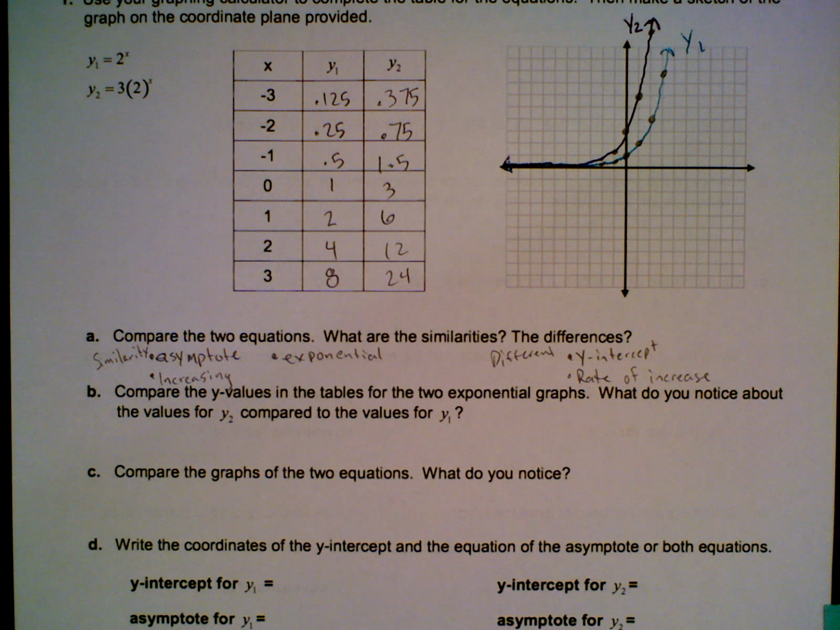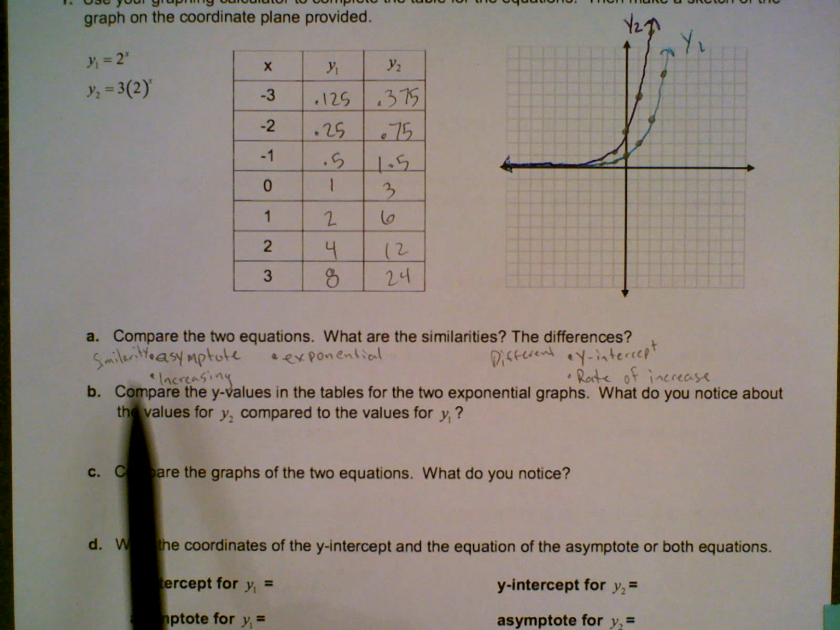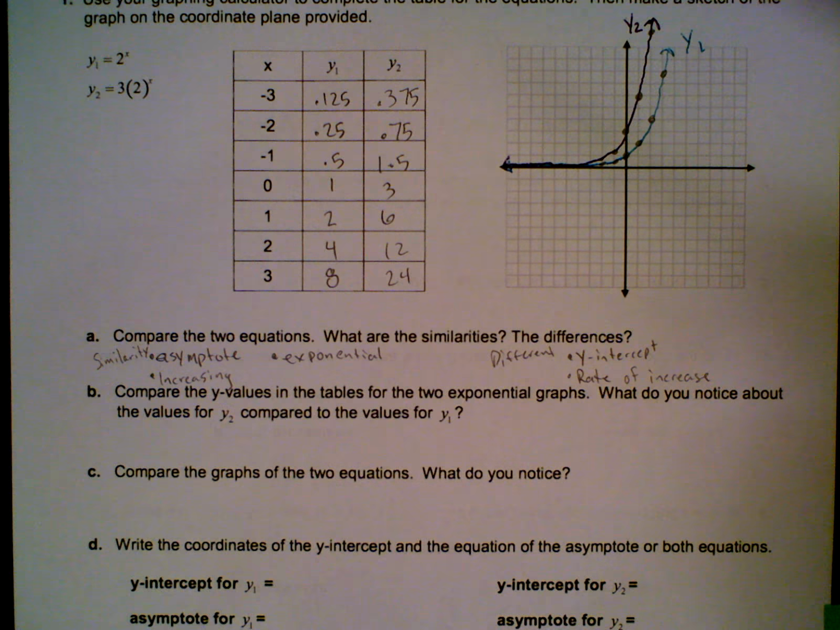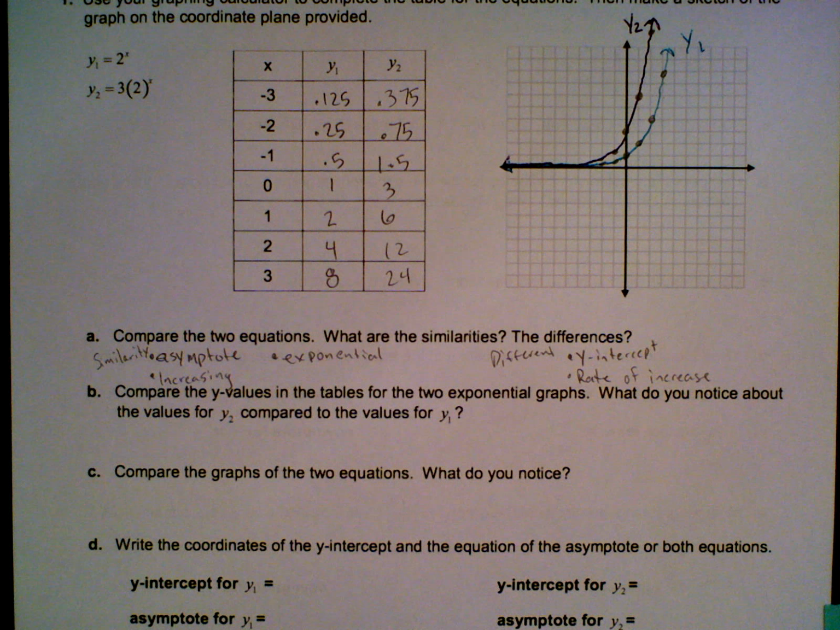All right, so this is what I put. You may have more, you may have less. For similarities, we've got a similar asymptote. Both of these graphs are increasing, and they're also both exponential. For differences, I've got the y-intercept is different, and the rate of increase is different. So the purple equation is getting faster a lot quicker.